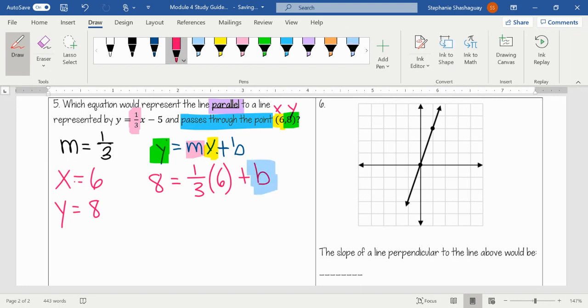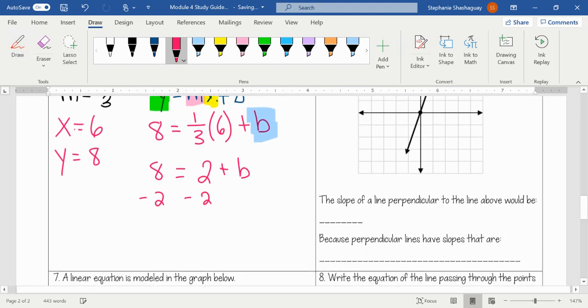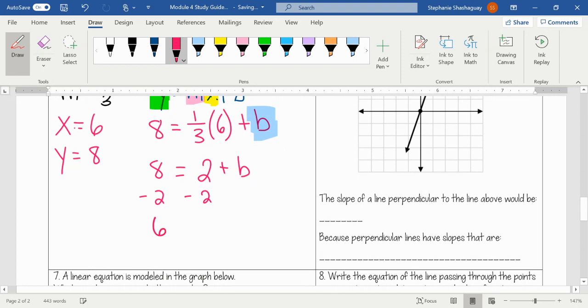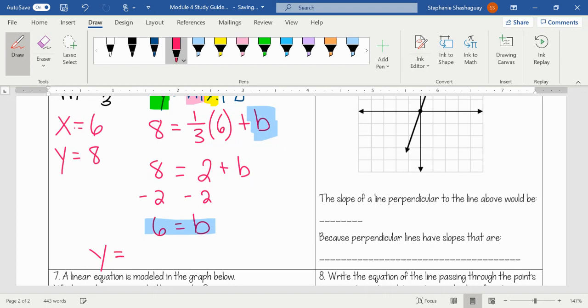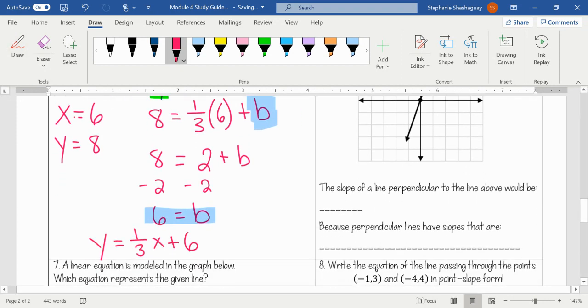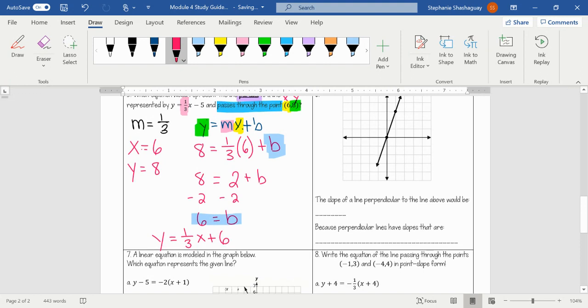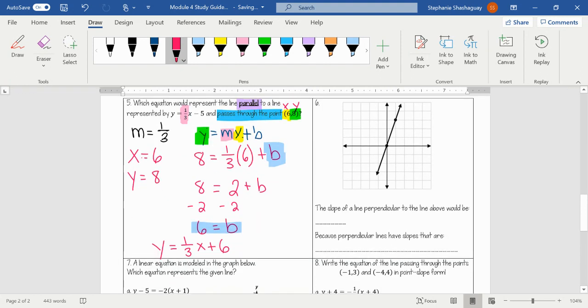So let's start simplifying. 1/3 of 6 is 2. So 2 plus b is equal to 8. And then I'm going to subtract 2 and subtract 2. Well, 8 minus 2 is 6. So 6 is equal to b. So now that I have my slope and I have my y-intercept, now I can write my equation. y is equal to 1/3 x plus 6. And that should be one of your multiple choice options on the test and on your practice.